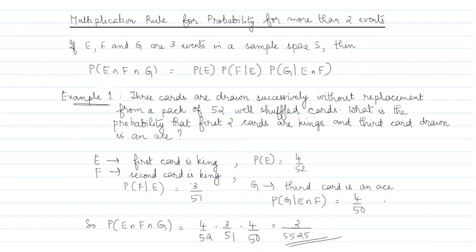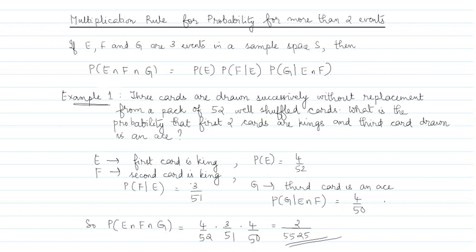Now what would be the probability? There are 4 kings in a deck of cards, so it would be 4 out of 52. Now you are given that the first card is a king, so the number of kings would reduce to 3, and since you are not replacing the cards into the deck, the number of cards in the deck will also reduce by 1, which gives me 51. So the event F, given that E has occurred, would have a probability 3 out of 51. Now that you have pulled 2 cards from the deck, the number of cards would be 50.